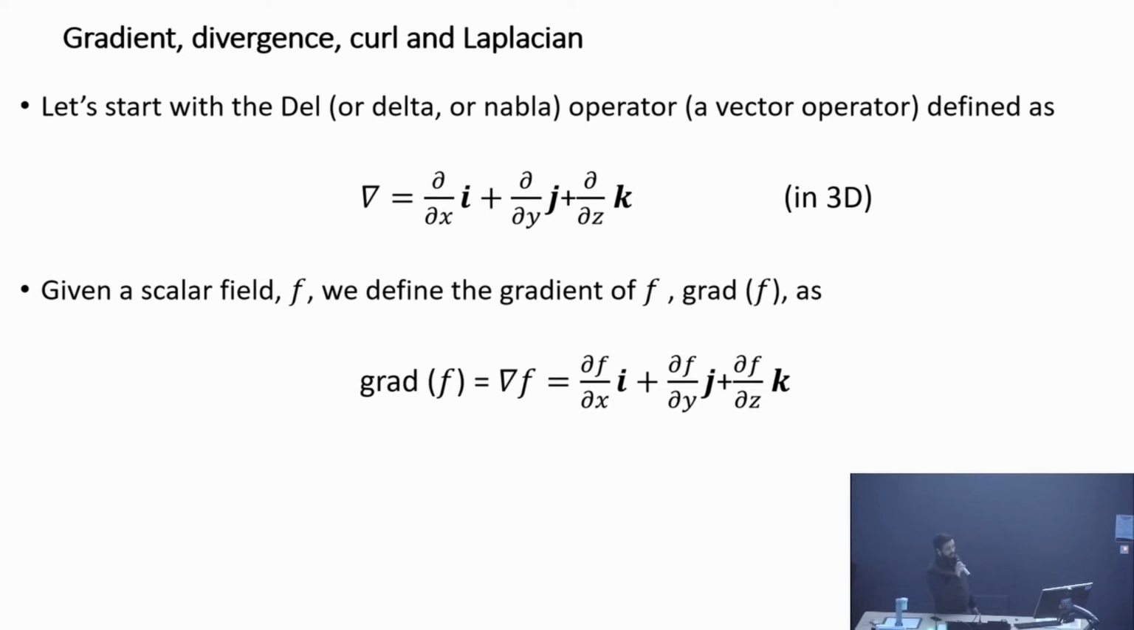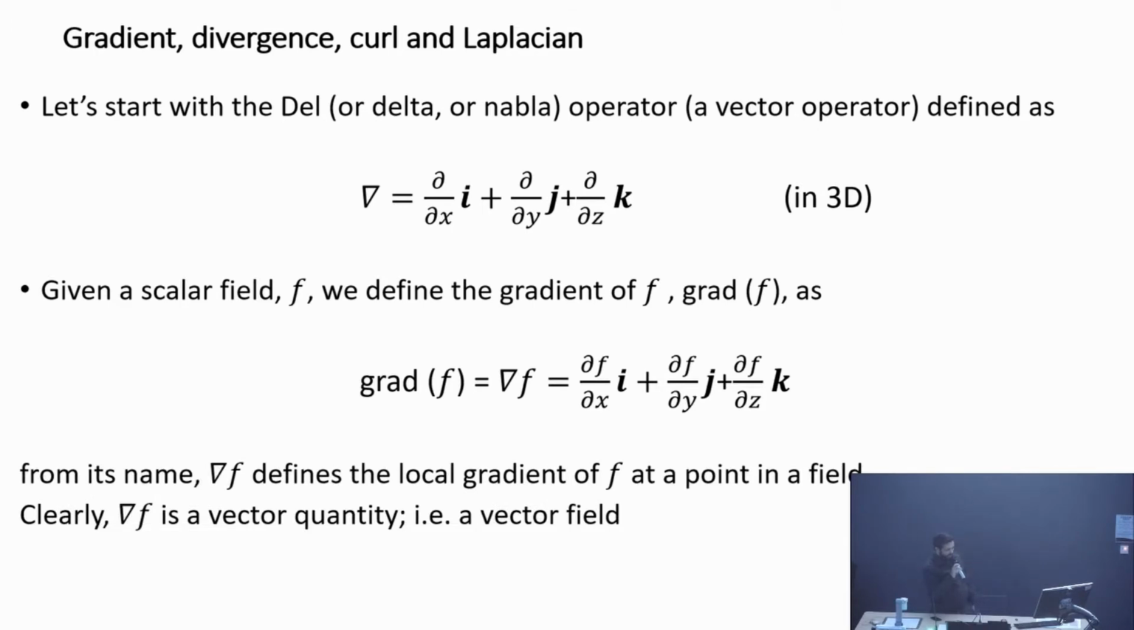What you can see already is that the gradient of f, although f is a scalar field, i.e. just values that have no direction, actually gives you a vector, as you can see. So this is a vector, all right? The gradient of a scalar field is a vector.